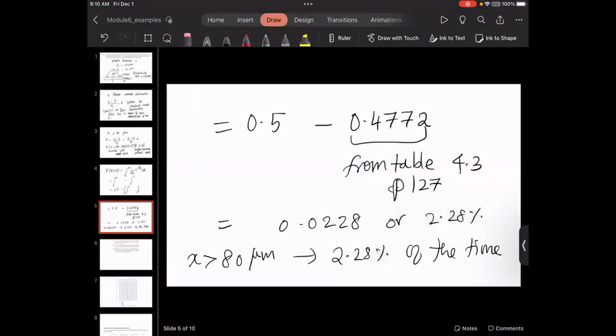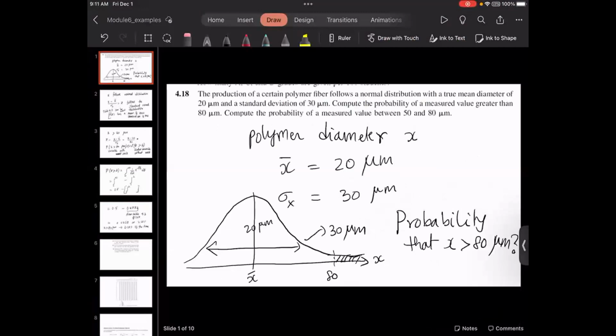Yeah, okay. So x is greater than 80 microns for 2.28% of the time. That's the answer to the original question: compute the probability of a measured value being greater than 80 microns. Now we are also asked next, compute the probability of a measured value being between 50 and 80 microns.